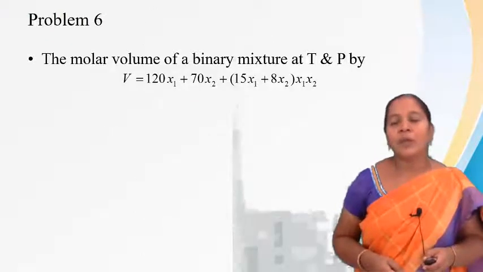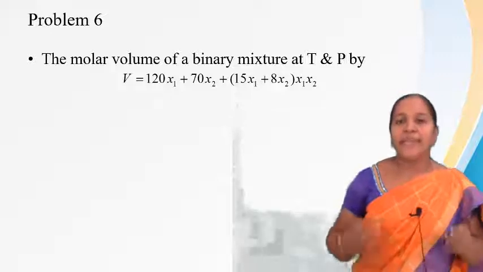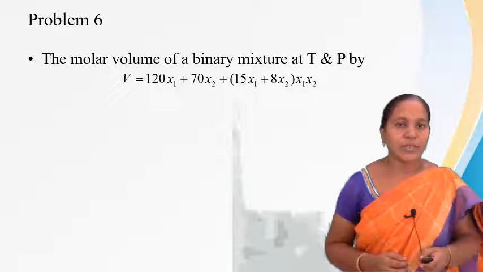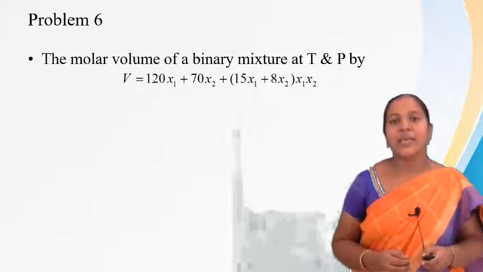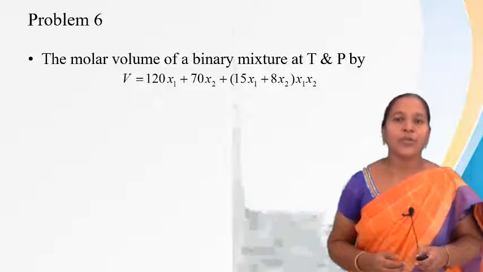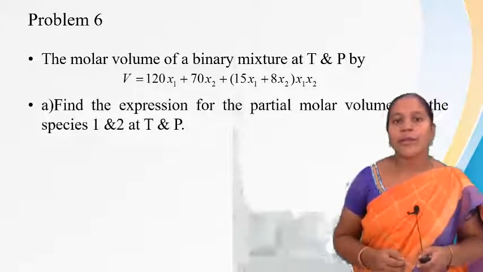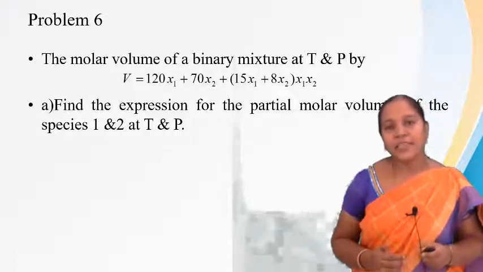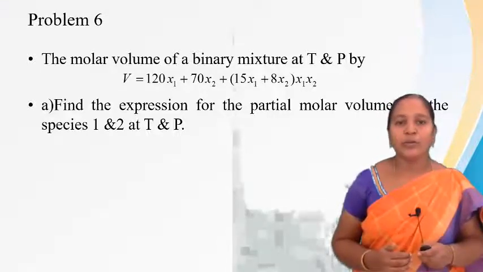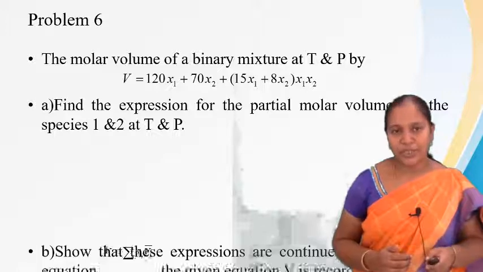The molar volume of a binary mixture at T and P is given by the expression V is equal to 120x1 plus 70x2 plus (15x1 plus 8x2) into x1x2. Here, we have to find the expression for the partial molar volumes of species 1 and 2 at the given temperature and pressure.